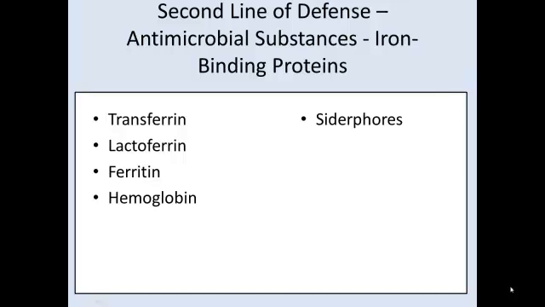Ferritin binds to iron in your bone marrow and in your spleen, any place where red blood cells are being produced, or like in the spleen, where worn out blood cells are degraded. The iron is recovered and it's transported to the bone marrow where you're making new blood cells. And of course, hemoglobin binds iron in red blood cells. It is used in the transport of oxygen within your body.